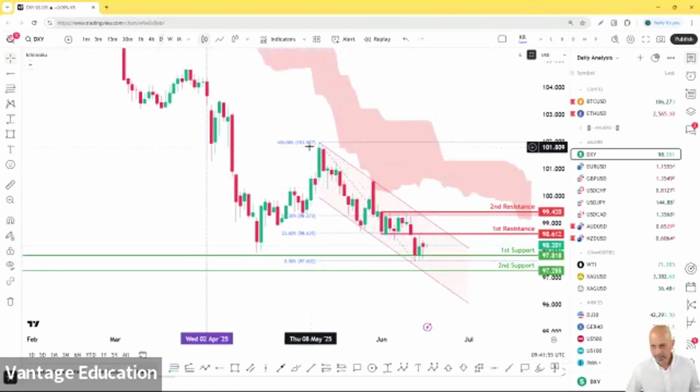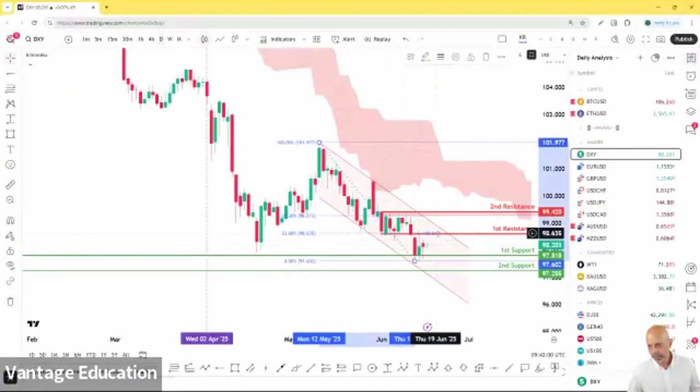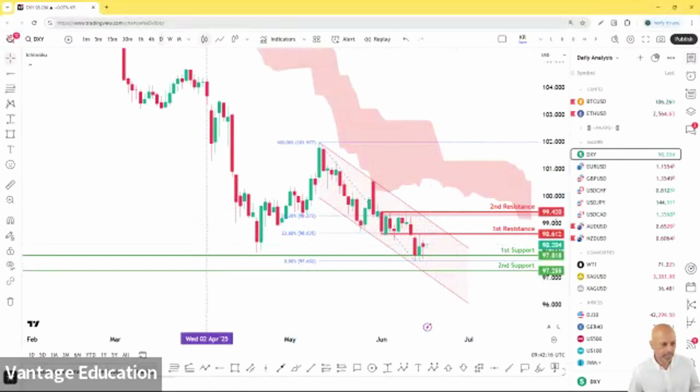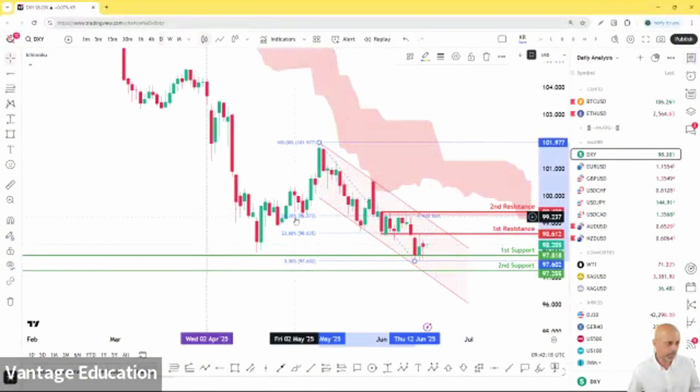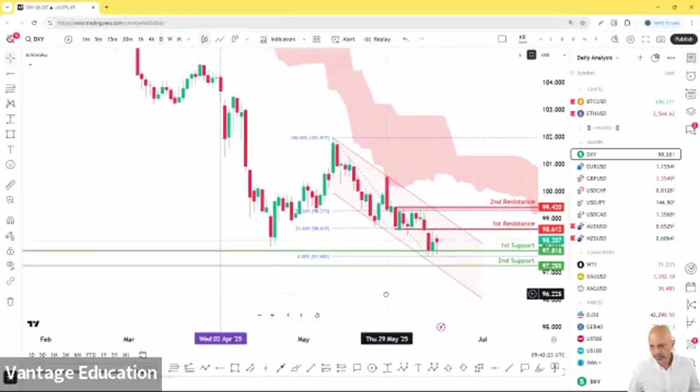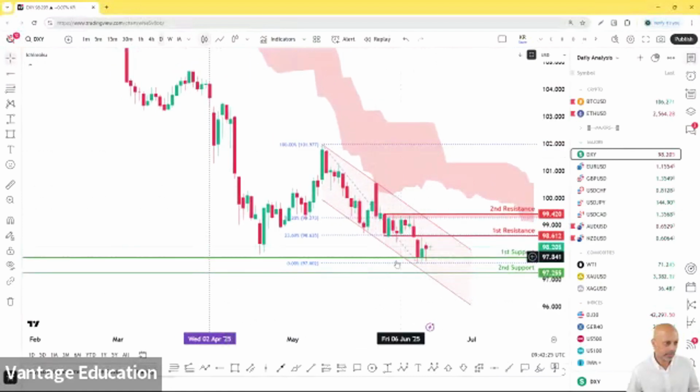Right, so you can see here very clearly the dollar index continues to trade within this downward channel. Not only do we have an immediate resistance at 98.60, which is accompanied by Fibonacci retracement at 23.6%, the upper trend line of the downward channel itself can be an area of resistance as well. And beyond that, we have another resistance level at 99.42, which is also accompanied by Fibonacci retracement at 38.2%. So these are the key levels here for the dollar index on the daily time frame, key support and resistance levels.